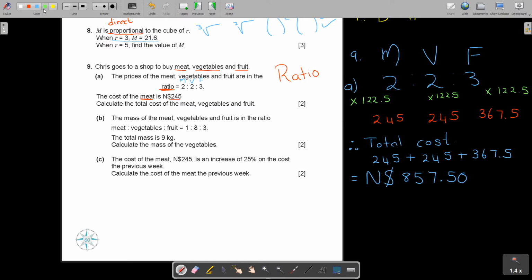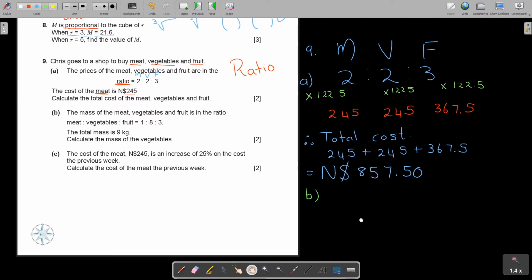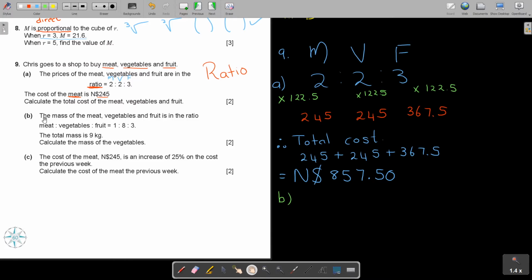Let's do number B. I'm just going to move it a little bit. The mass of meat, vegetables and fruit are in the ratio. Okay, now it changed. It's a different ratio. So please don't use that one. If it was the same one, can I just give you a clue? They would have made this one I and this one I. Then they would have used the same one. But because it's a different one, you work with the new ratio.